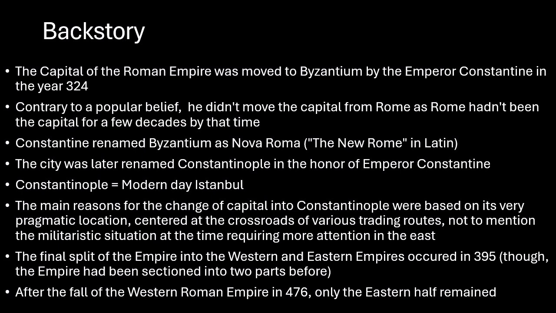The final split of the empire into the Western and Eastern empires occurred in the year 395, though the empire had been sectioned into two parts before. After the fall of the Western Roman Empire in the year 476, only the eastern half remained.